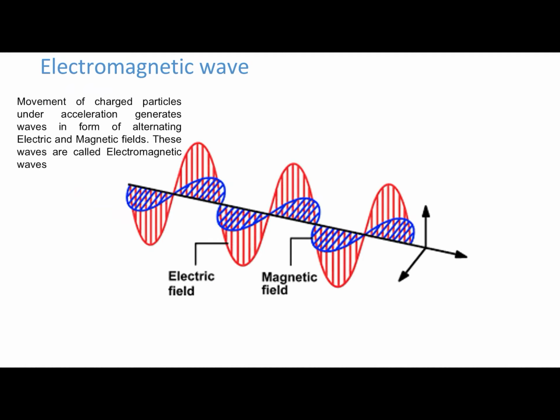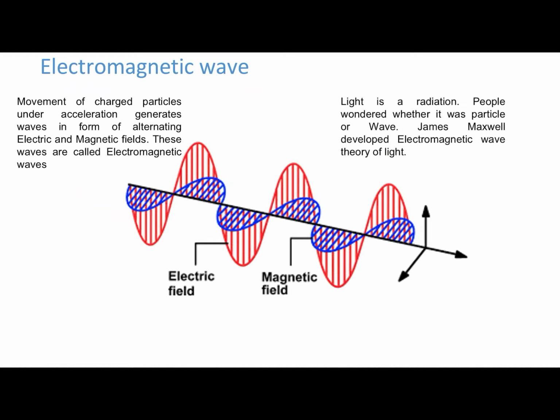The movement of a charged particle under acceleration generates waves in the form of alternating electric and magnetic fields, and these waves are called electromagnetic waves. Light is a radiation. People wondered whether it was a particle or a wave. James Maxwell developed the electromagnetic wave theory of light.